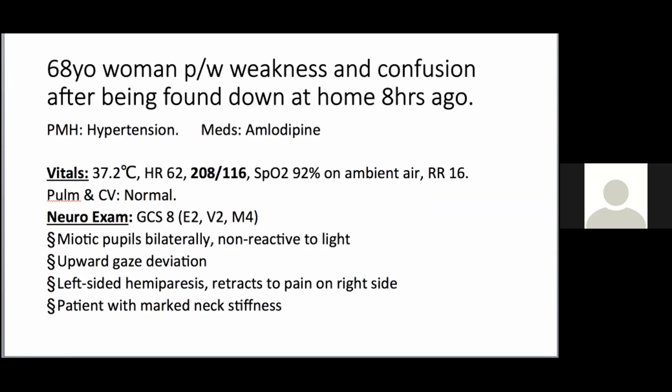So the next case is a 68-year-old woman presenting with weakness and confusion after being found down at home 8 hours ago. Past medical history is notable for hypertension, and on presentation she has markedly elevated blood pressure, 208 over 116. On neuro exam, GCS is 8. Her pupils are miotic bilaterally and non-reactive. She has an upward gaze deviation, left-sided hemiparesis, although she does withdraw to pain on the right side, and marked neck stiffness.